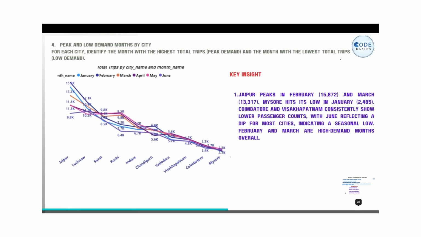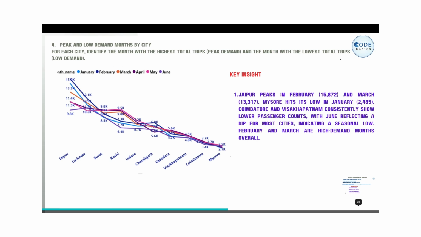Question number 4 is peak and low demand months by city. Jaipur peaks in February and Mysore hits its low in January. Coimbatore and Visakhapatnam consistently show lower passenger counts, with June reflecting a dip for most cities, indicating a seasonal low. February and March are high demand months overall.